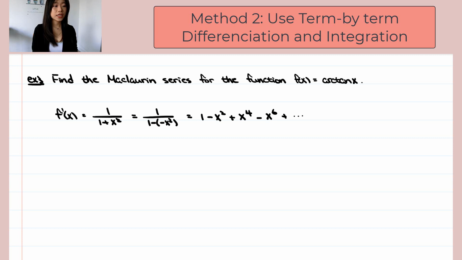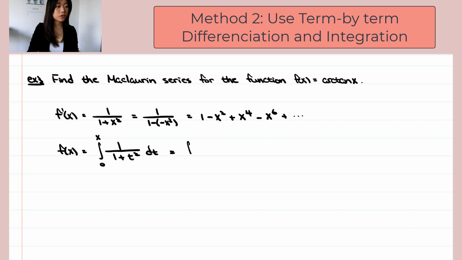But the Maclaurin series I want to find is for the function f of x. Then we can use the fundamental theorem of calculus. f of x would be the integral of f prime. So the integral of 1 over 1 plus t squared, where I define another variable t, integrated from 0 to x.